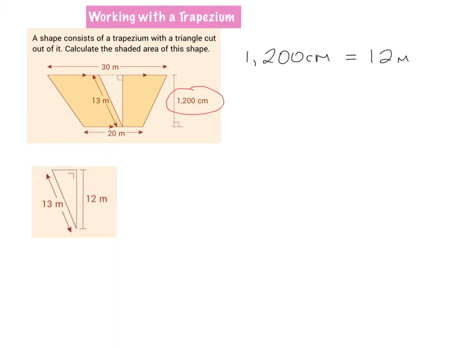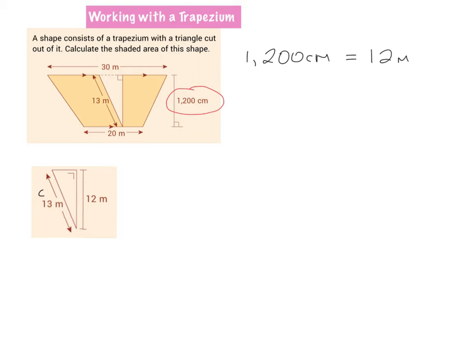Okay, so what I've done here is I've taken out this shape here. So that's what we have up here. And we know that it's a right angle triangle. So I'm going to use the theorem of Pythagoras to find the length of the remaining side. So this is going to be my C.